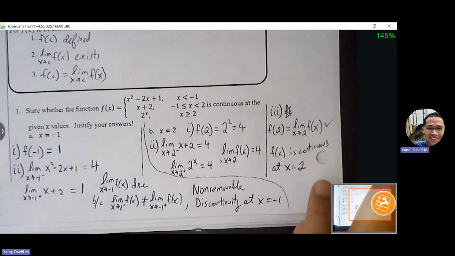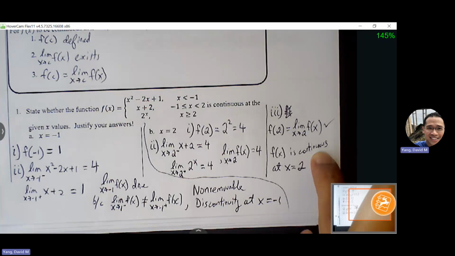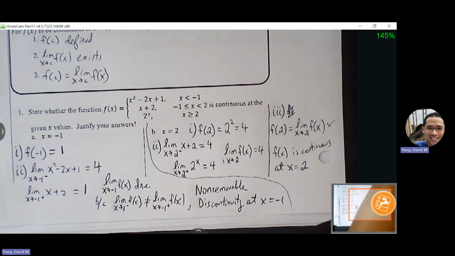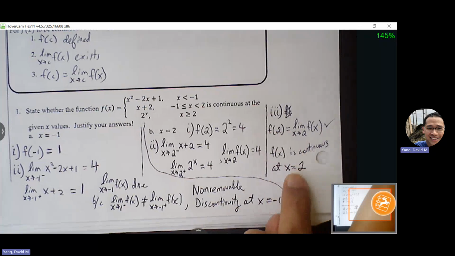And obviously, all 3 conditions pass. We can say the function is continuous. Now, we're only committing to the fact that the function is continuous at x equals 2. We don't want to just say the function is continuous because we don't know what's happening anywhere else. We just know that at that point, the function is continuous. So we want to specify that we only tested continuity at x equals 2.